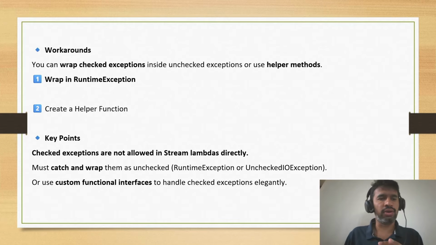So what is a workaround? One way is you can use a helper method to wrap that exception, or you can basically use runtime exceptions, and in that you can pass the compile time exception object. I'll show you the example in a while, but we can go through the key points. Checked exceptions are not allowed inside the stream lambda directly. So we should catch and wrap them as an unchecked exception if we want to throw, or use a custom functional interface to handle the checked exception elegantly.